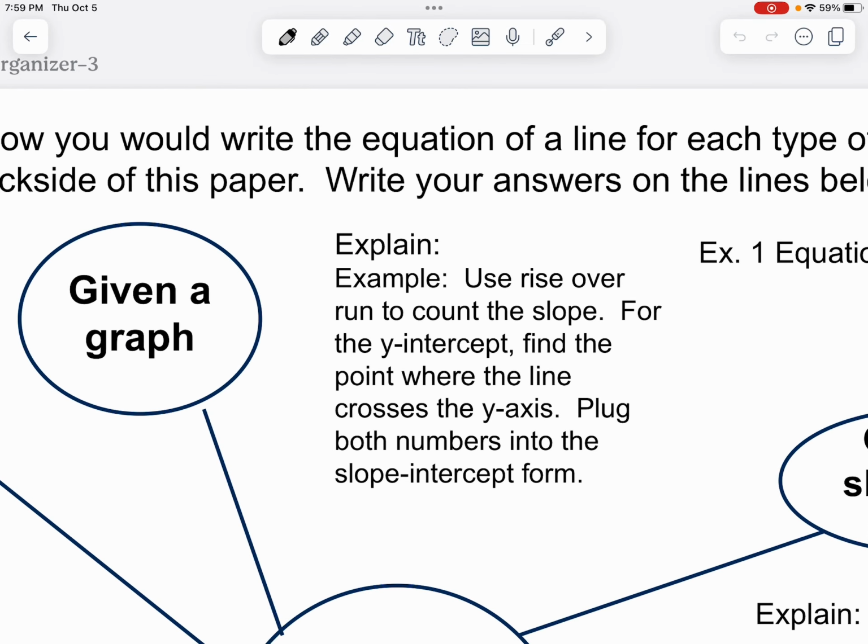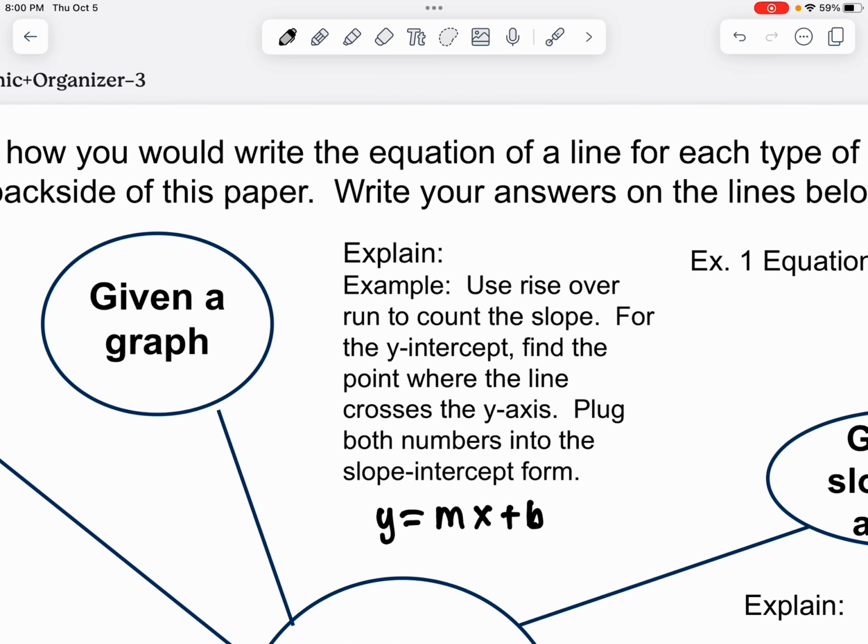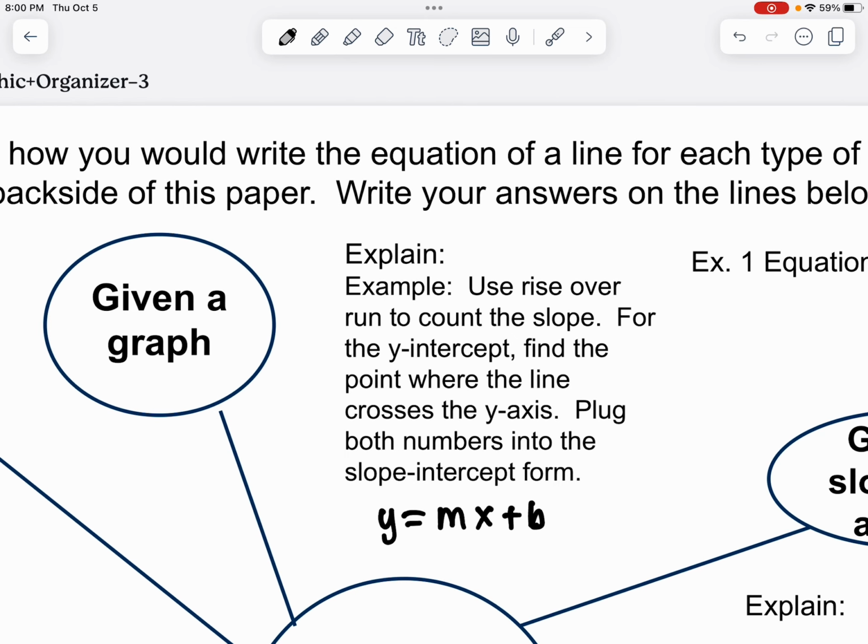I already wrote out an example explanation as to how we write an equation of a line given a graph. So we first use rise over run to count the slope. For the y-intercept, find the point where the line crosses the y-axis. Plug both numbers into the slope-intercept form. And remember, slope-intercept form is y equals mx plus b. Okay? So take a minute, pause the video, and write this down for given a graph.